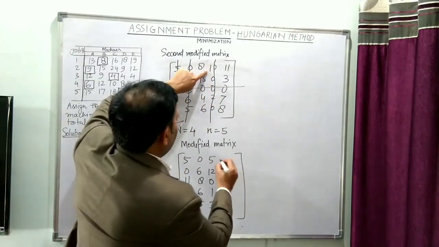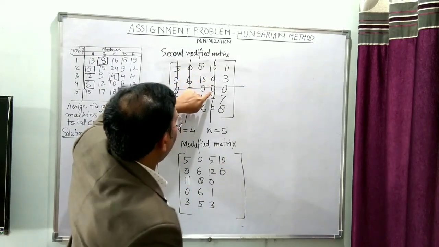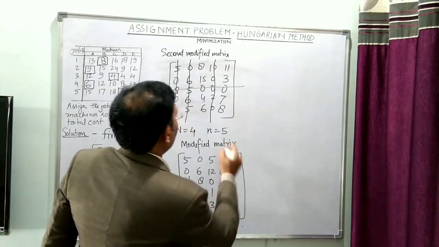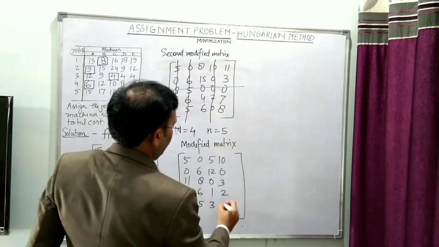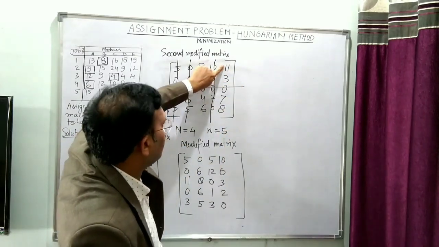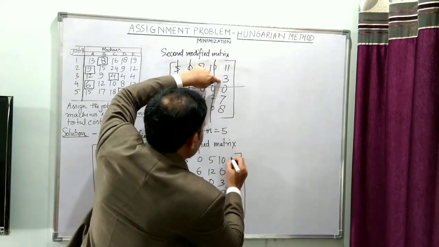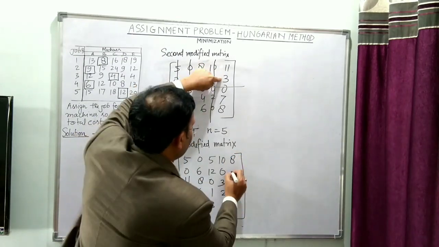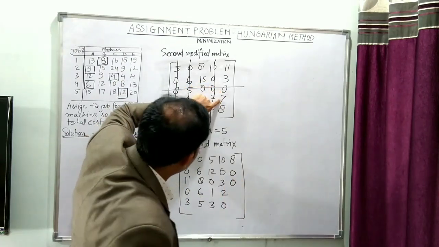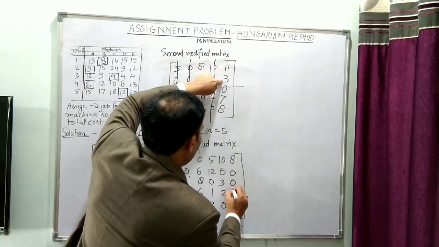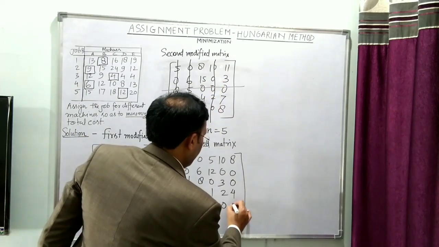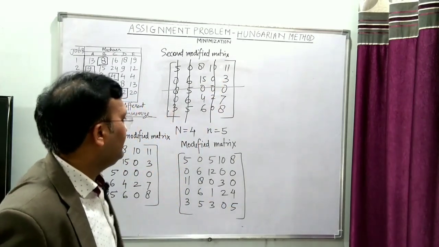For the next column, see, 10, 0, again this is an intersection point, so 0 plus 3 is equal to 3, this will be 2, and this will be 0. Then for the fifth column, 11 uncovered, so 11 minus 3 is equal to 8, 3 minus 3 is equal to 0, then again this will be 0. This is an uncovered element, so 7 minus 3 is equal to 4, and then 8 again uncovered, so 8 minus 3 is equal to 5. So this is our next modified matrix.